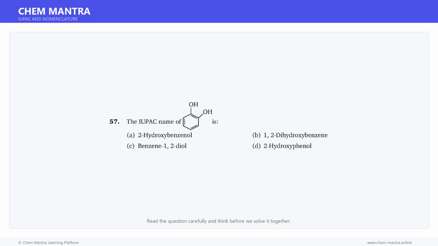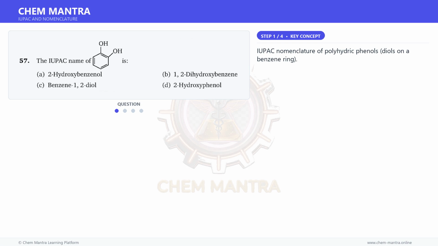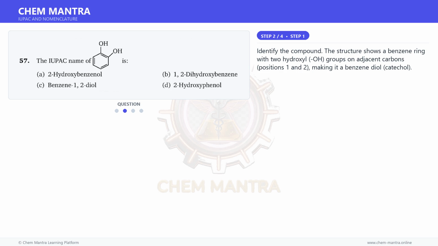Here is a question. Read it carefully and think about the answer. Let us solve it step by step. Let us first understand the key concept here. IUPAC nomenclature of polyhydric phenols, diols on a benzene ring. Moving on to the next step.